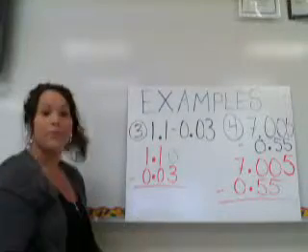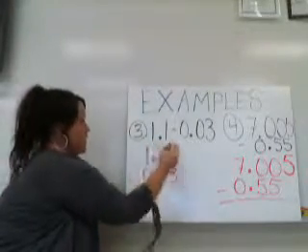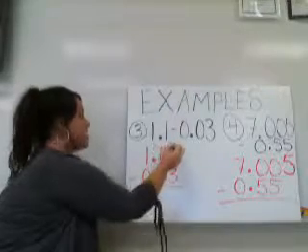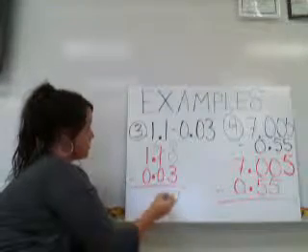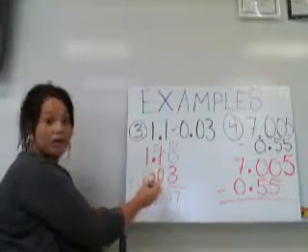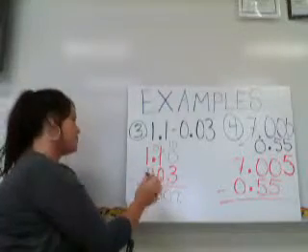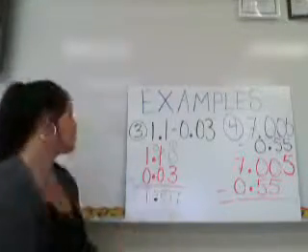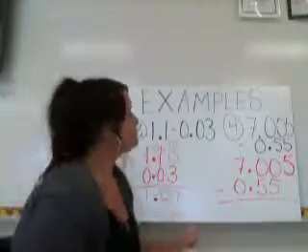0 subtract 3 we know we cannot do, so we're going to borrow. Makes that a 0, and we're going to turn this into a 10. 10 minus 3 is 7. 0 subtract 0 is 0. We're going to bring our decimal points down right where they are. And 1 subtract 0 is 1. So this answer reads 1 and 7 hundredths.